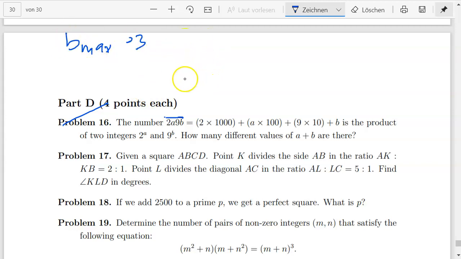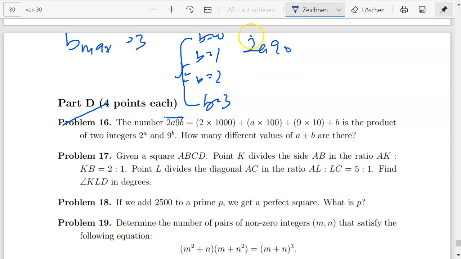So the maximum value for b, so b max will be 3. So we can just divide this into 4 cases because there aren't that many. So let's say b equals 0, and then b equals 1, b equals 2, and then b equals 3. So what we have over here is that if we have, say, 2a90, we will have 2 to the power of a times 1, okay?